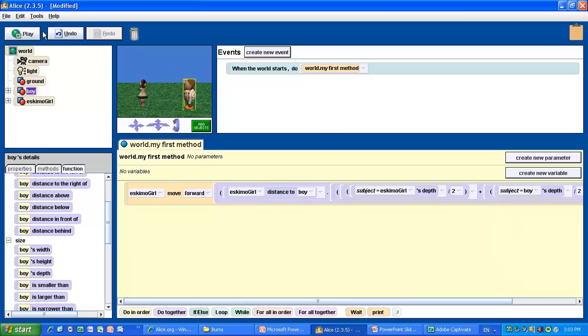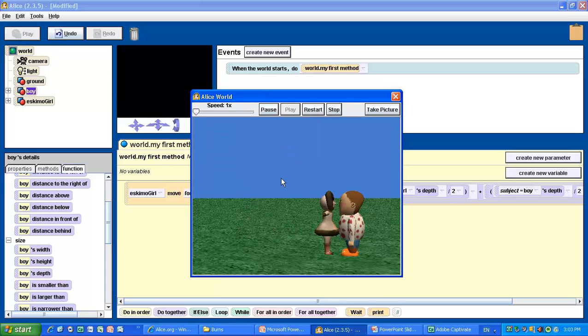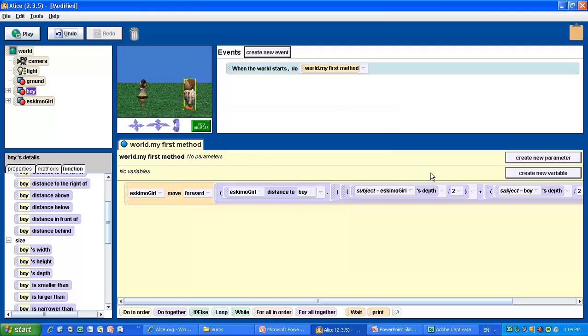So now when I run this code, they move right up to each other so that they're touching, but they're not actually taking up the same place. That's it. That's how you deal with collisions and making them move up to each other without taking up the same space. We'll see you tomorrow when we'll take a look how to do this in class.